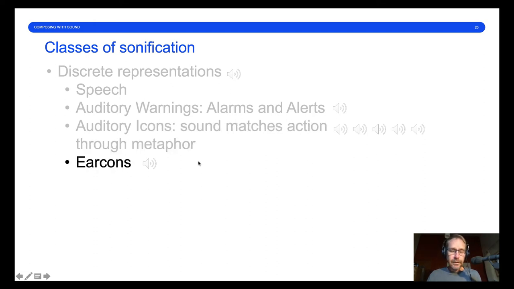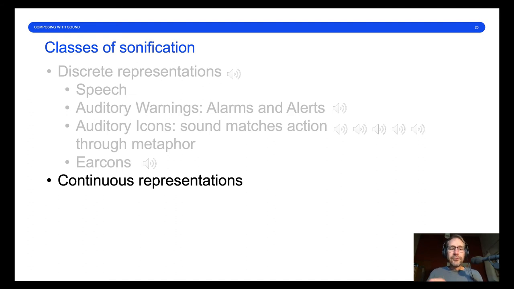An earcon, in contrast, represents something in the way that an auditory icon does, but instead of using some metaphorical or representation of a physical object or action, it uses abstract sounds, for example, a melody or a rhythm. So this little melodic phrase represents an incoming message in a messaging app, for example.